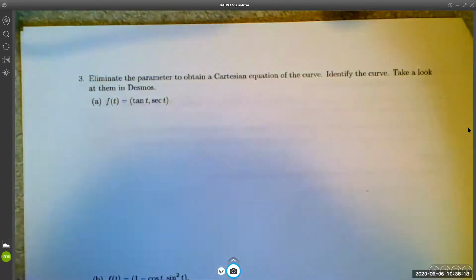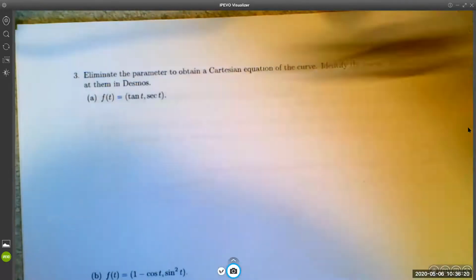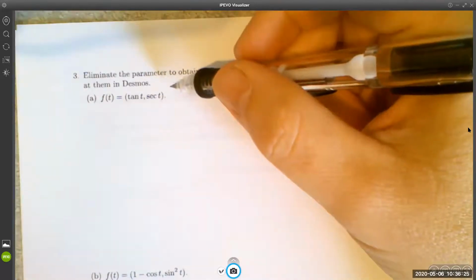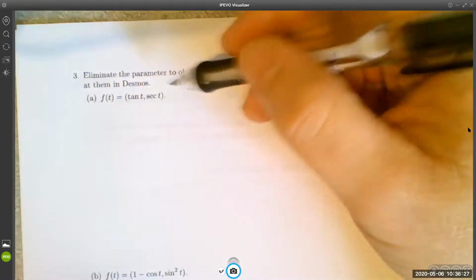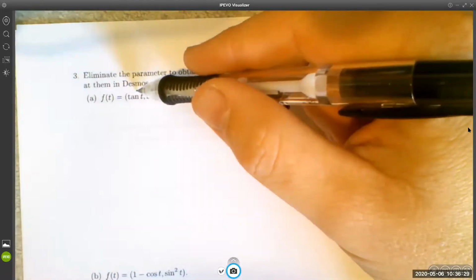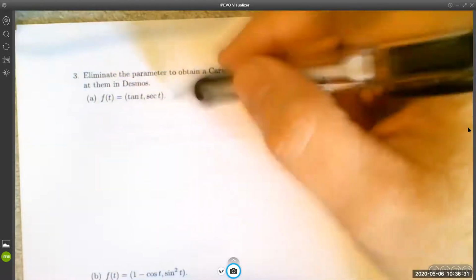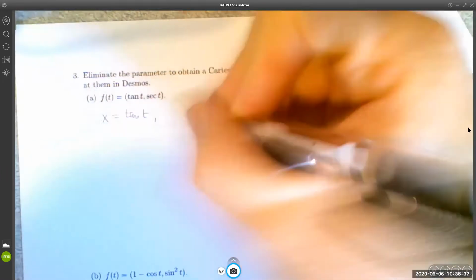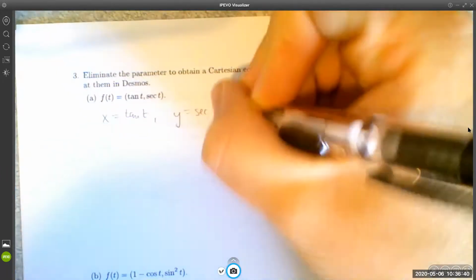Okay, so now here's my solution. I guess I should mention, here I'm just writing the outputs as an ordered pair. So instead of saying x of t equals tan t and y of t equals secant t, I just wrote it as an ordered pair. But it should be pretty clear. Okay, x is tangent t and y is secant t.